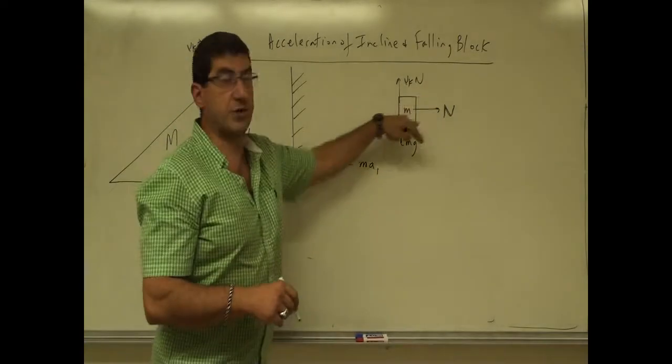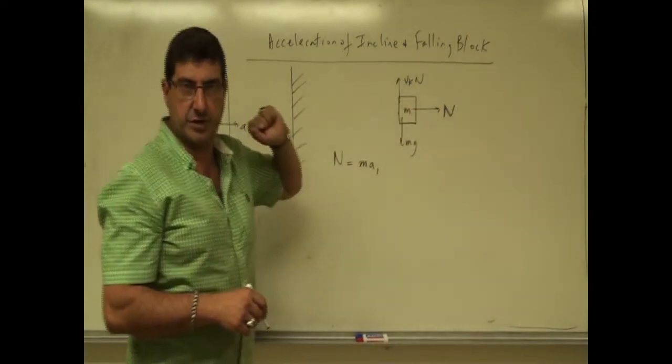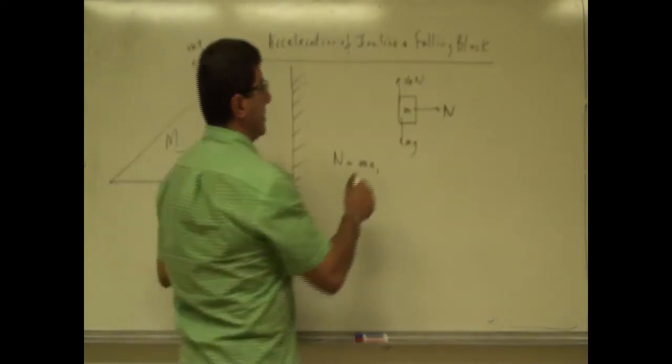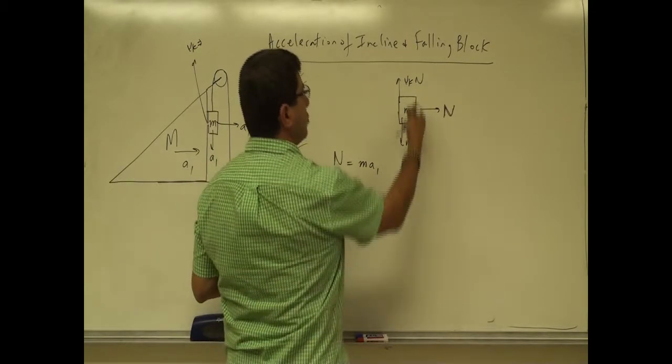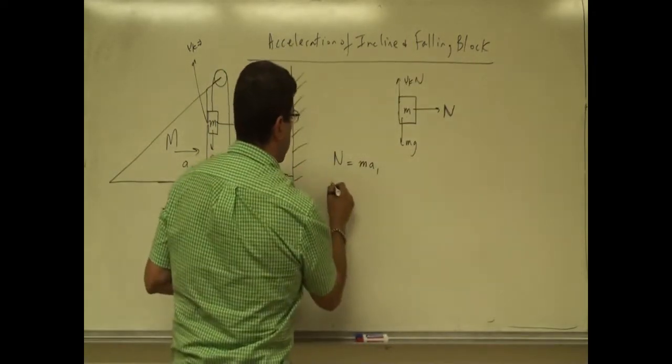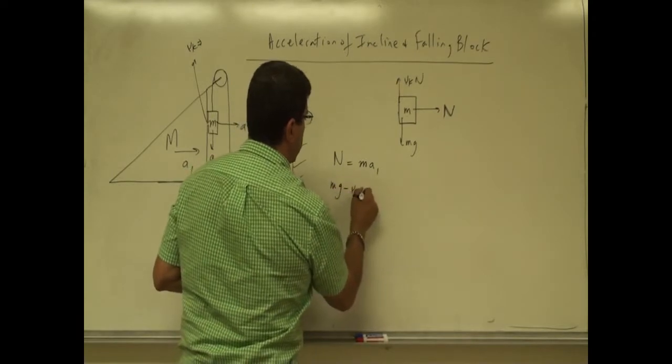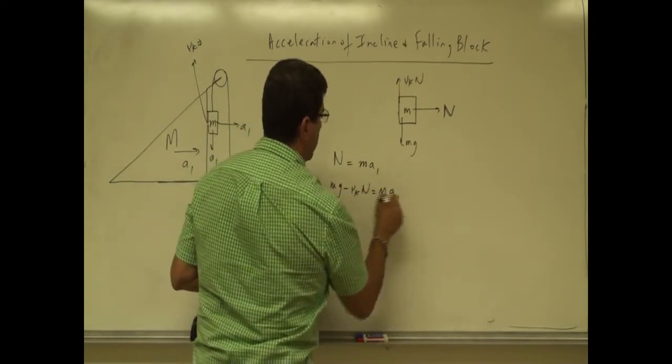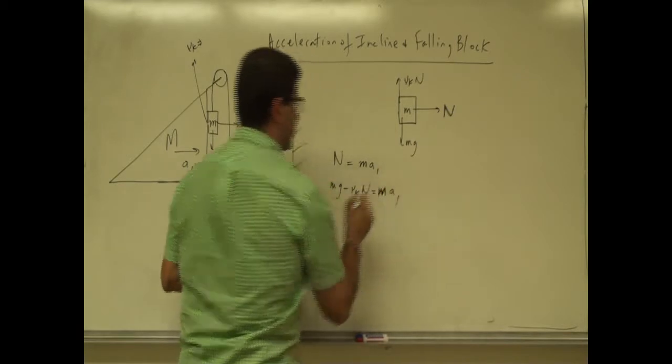And then there is no other force in the x direction on the block. And then its weight has to beat the friction force because we know it's also accelerating down. So we can say here mg minus mu k N is equal to m a1. So this is little m.